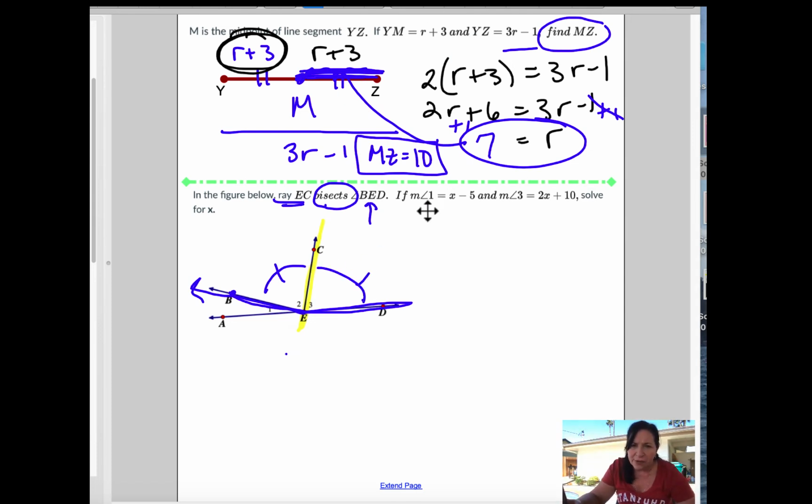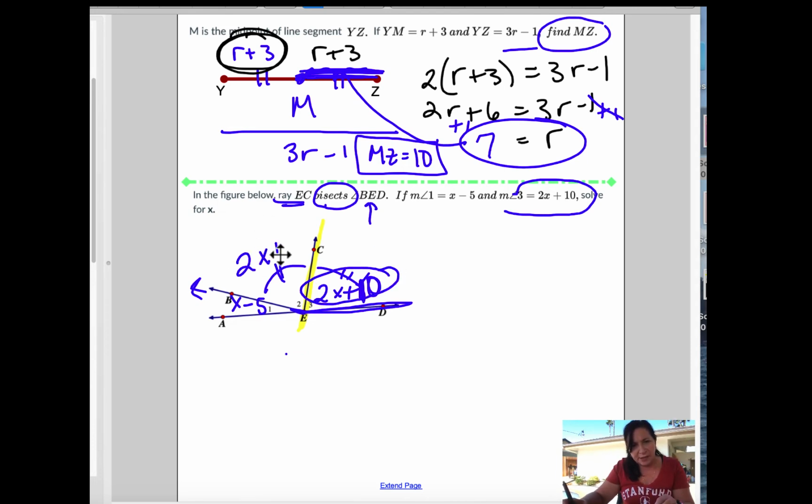Now, it also says that the measure of angle 1 is x minus 5, so I need to see where that is. So this little angle in here is x minus 5. And then it says the measure of angle 3 is 2x plus 10. There's 2x plus 10. Now, it says solve for x. By knowing that BC is a ray that cut this angle in half, that means that it cuts it into two congruent parts. So if this is 2x plus 10, so is this.